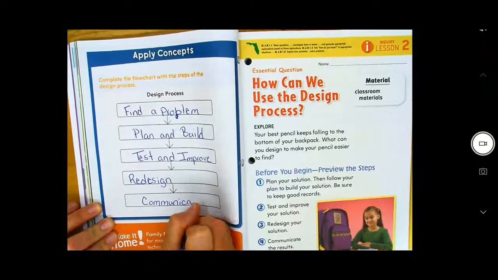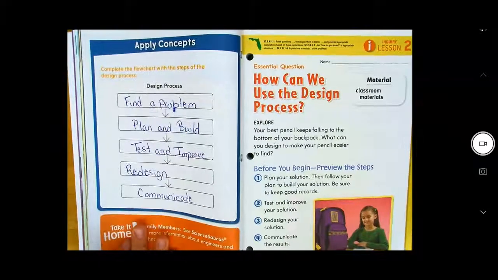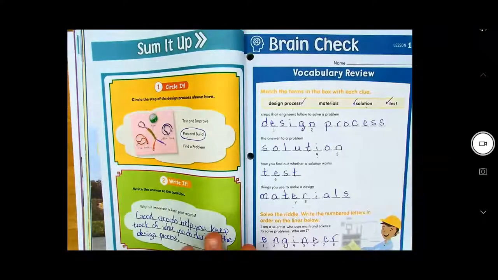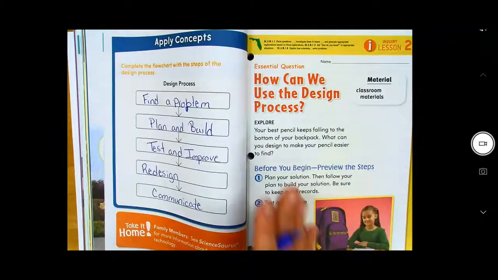All right, and I'm going to be making a Google Forms brain check that looks kind of similar to this one. Okay, so if you watch this video, you'll be able to do the Google Forms after you watch the video.